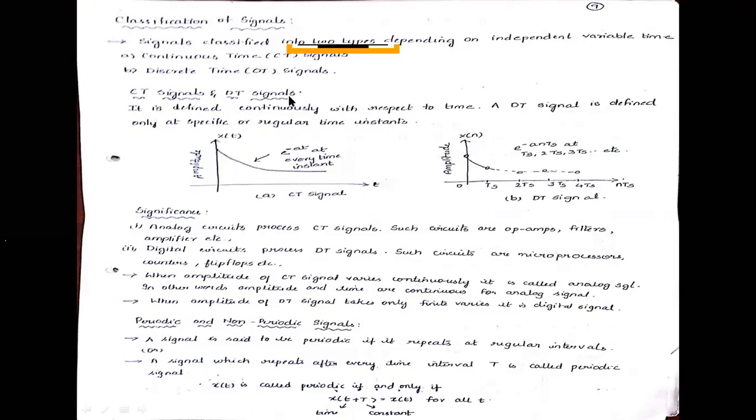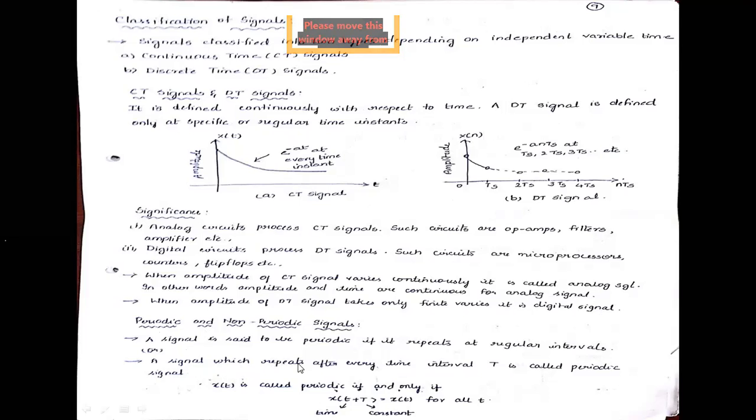If it repeats the signal, then we can call it periodic with a period of 90. With the period of 90, it is repeated. A signal is said to be periodic if it repeats at regular intervals. Another definition for periodic: a signal which repeats after every time interval.